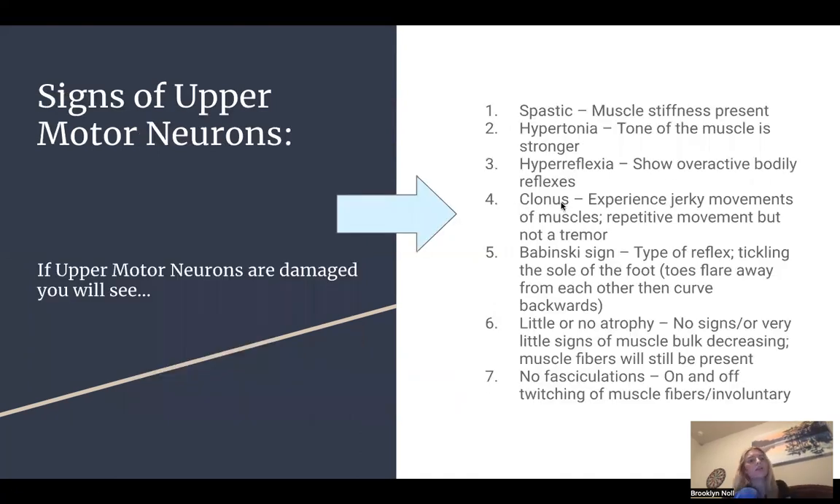Okay, so signs of upper motor neuron lesions. If an upper motor neuron is damaged, you will see one, spasticity. This is basically muscle stiffness that is going to be present. Two, hypertonia. This is where the tone of the muscle is very strong, stronger than normal. Three, hyperreflexia, which shows overactive bodily reflexes.